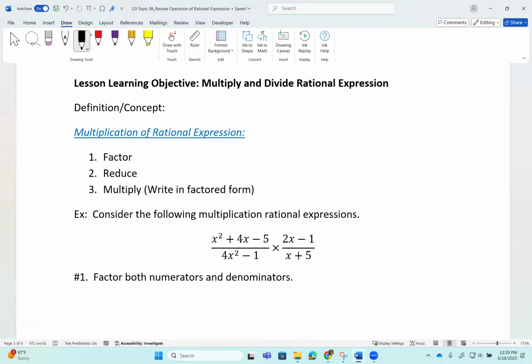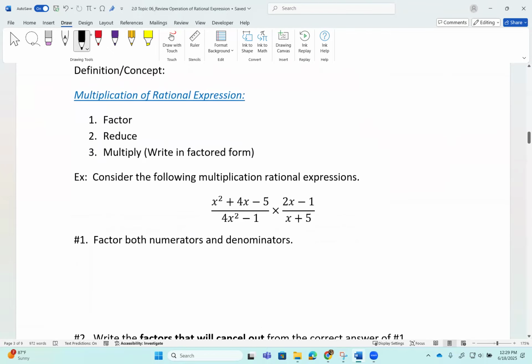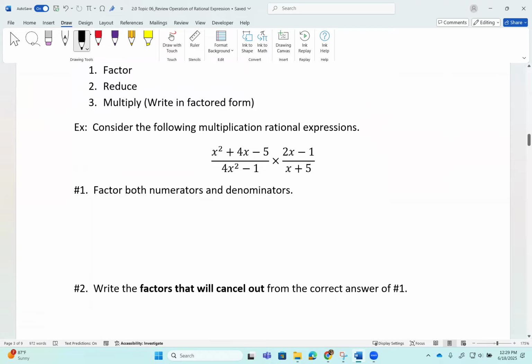Once I reduce them, all I'm going to do is simply write the answer, write down what's left over. I'm not actually going to multiply anything out. All right, so let's factor some of these. x squared plus 4x minus 5. I'm going to do this on the side.